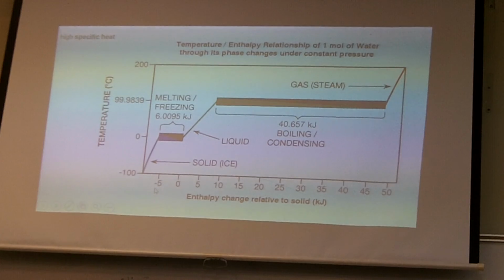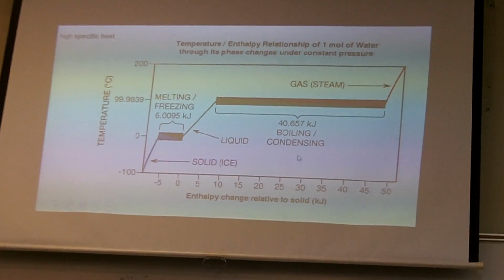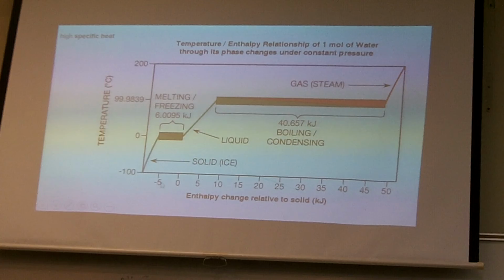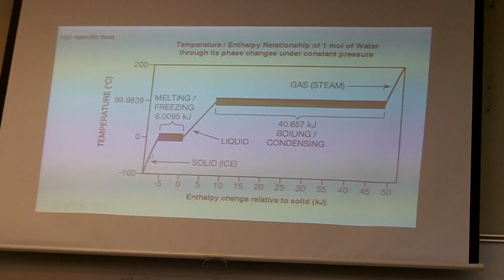Have y'all seen graphs before? You're gonna see a lot of graphs in biology. You got to be able to read a graph. So on the bottom here, this says enthalpy change. This really means energy. So as you add energy to the ice, the temperature goes up. More energy, higher temperature. And as you start adding energy to ice, it gets warmer and warmer.